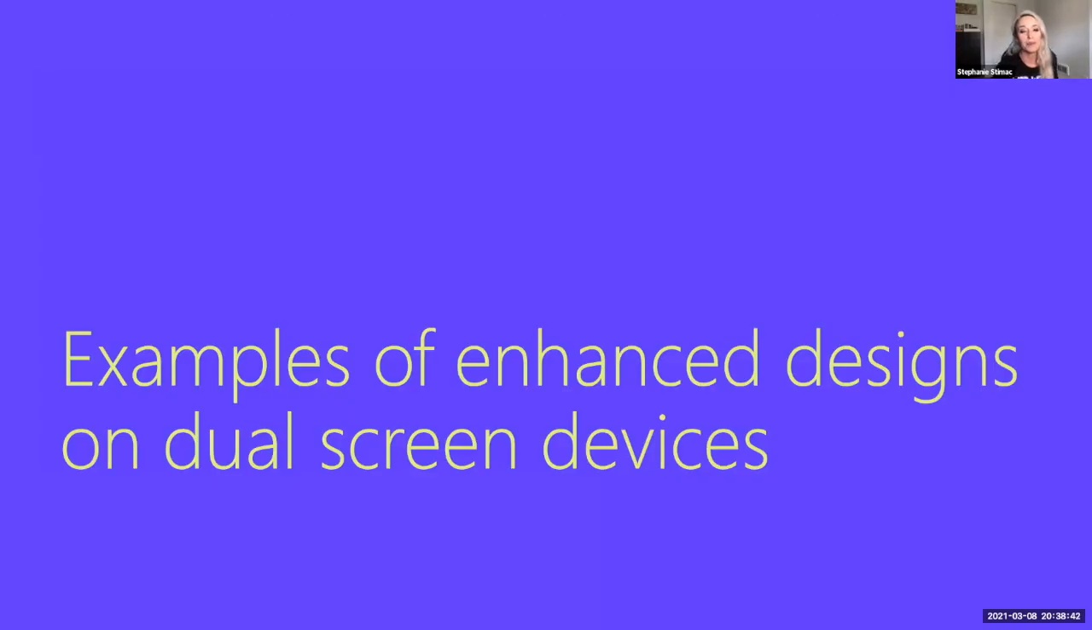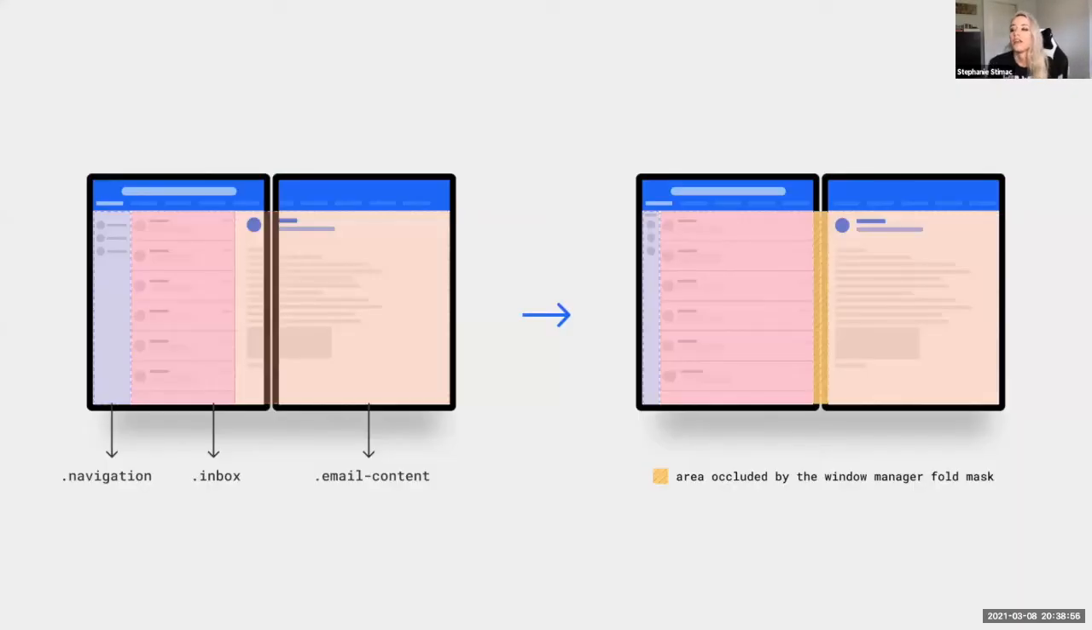And so let's look at a couple examples of some enhanced designs on dual screen devices. The first one, I'll go through the code, and then I'll give a couple other possible examples to give you some ideas. This first example is a mail application on our dual screen device. In the example on the left, we have this layout that's just slightly off. Due to the nature of the fold on this device, you can see that some content is broken up and obscured by the fold. The experience on the right is what we're aiming for. So let's take a look at how we can get there with our CSS.